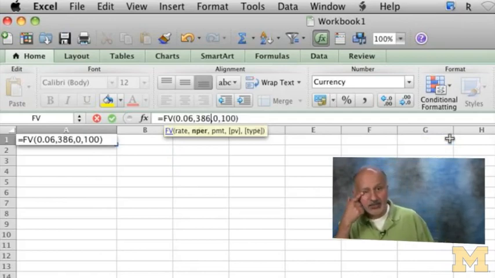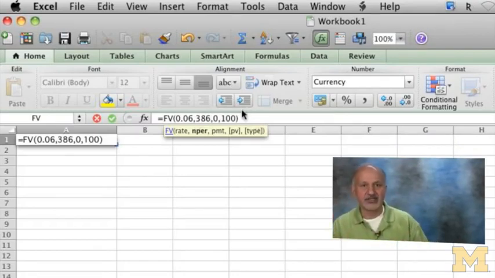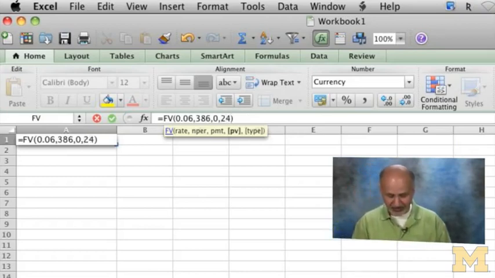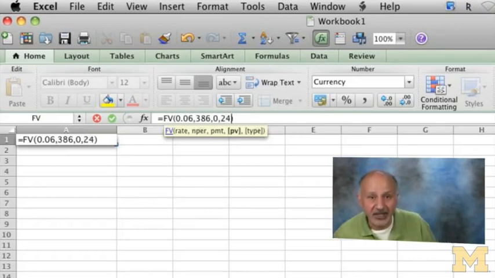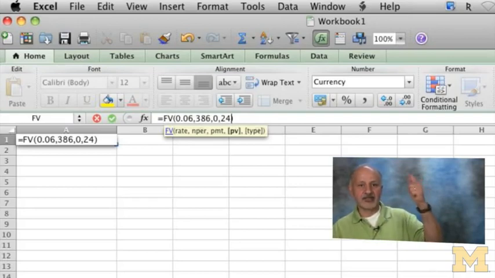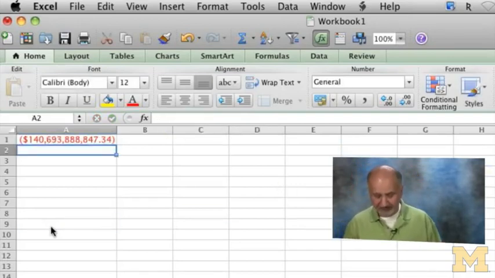and the number of periods was 386. While I'm doing this, try to guess the answer. If you do, you're a genius. Okay. And how much money was put away? Remember, no PMT, no inflow between these 386 years. So all we are having is the initial good old $24. Did I get that right? 6%, 386, $24. Okay, so let's see what happens.